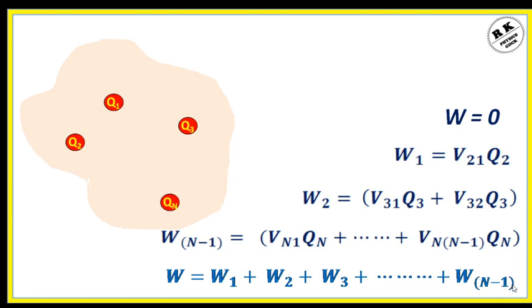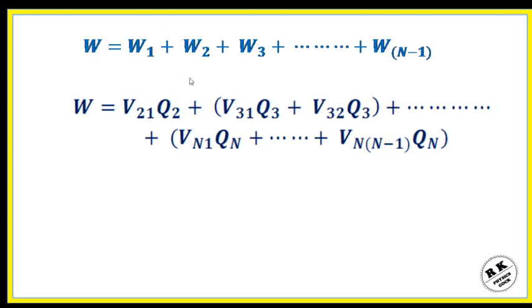In the next slide, we are adding all these terms and writing them in a single equation. So it will be like this. If we carefully observe the first term, this is the work done in bringing the second charge, but it is brought in the potential of only the first charge. But in our assembly, that is in our system of charges, there are n number of charges.